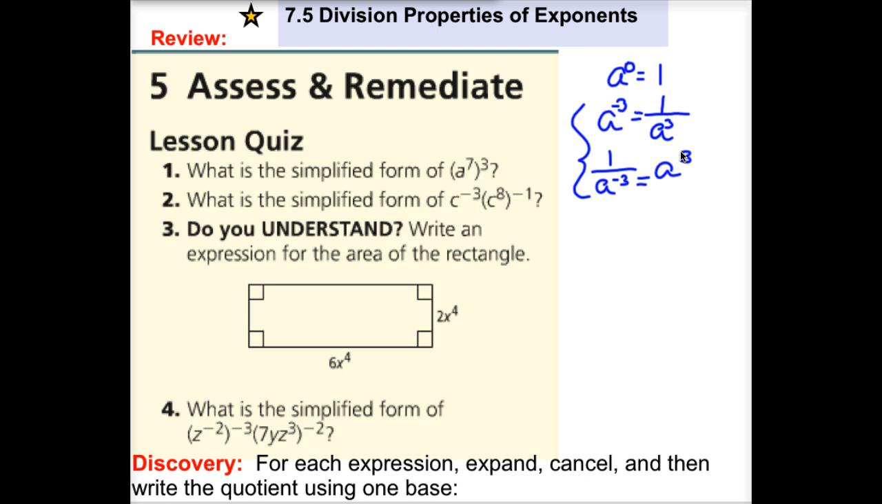Remember that we also had a property for multiplying with this same base. That really means we have 3 a's and 7 more a's, giving us a to the 10.